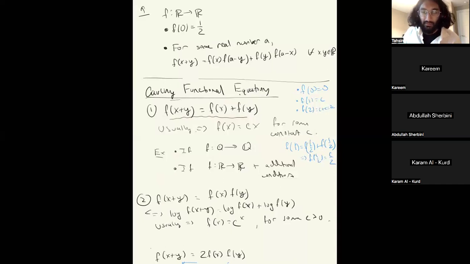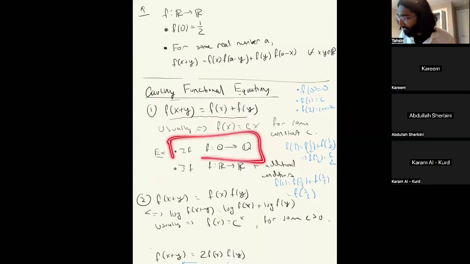Karam, does that make sense? Yeah. And then maybe you say f of 1 equals f of 1/3 plus f of 1/3 plus f of 1/3. And then that tells you f of 1/3 equals c over 3, and then so on. Does it make sense? Yes. Yeah, that's how you do it for the rationals.